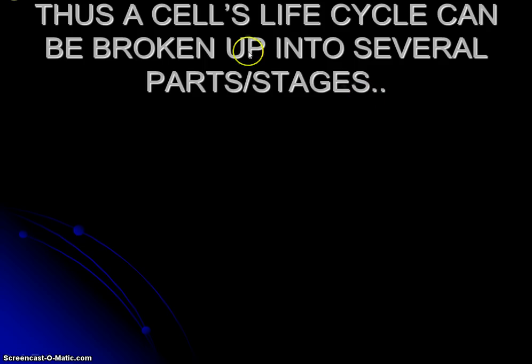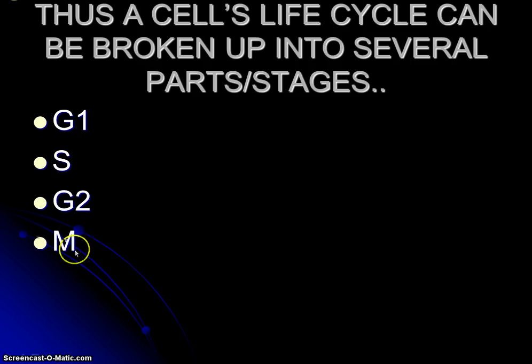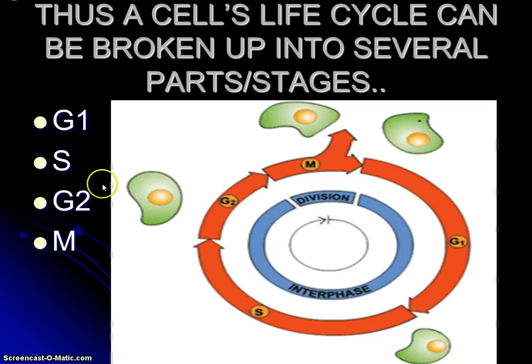Sounds pleasant, doesn't it? A cell's life cycle is a little bit different, and we break that up into parts and stages, consisting of G1, S, G2, and then M, which we're going to see is actually where the cell divides. And that's the end of the cell cycle. And rather than dying, usually what happens is it'll go back to G1, and the process will start over again.